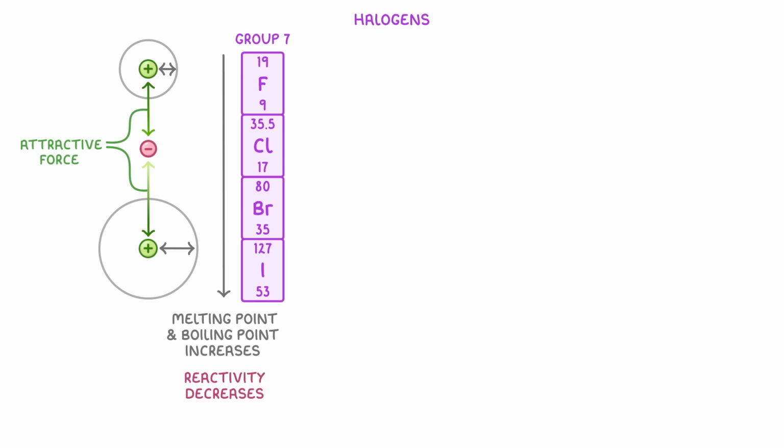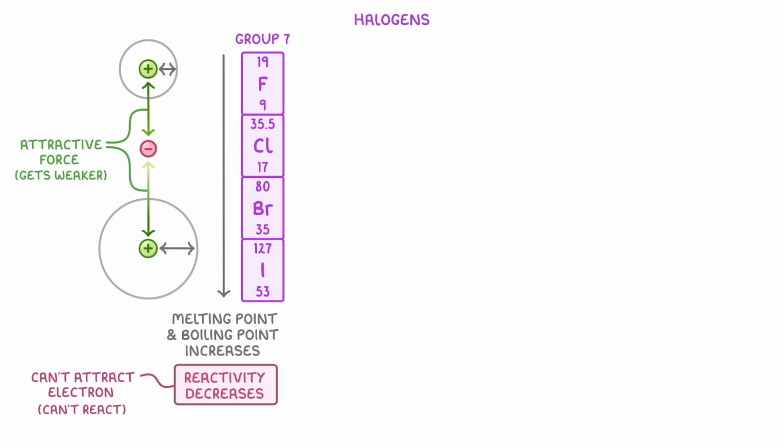So the attractive force that's needed to pull in an extra electron from another atom gets weaker. And if the halogen can't attract an electron to complete its outer shell, then it can't react. So the larger atoms at the bottom of the table, like iodine, are the least reactive.